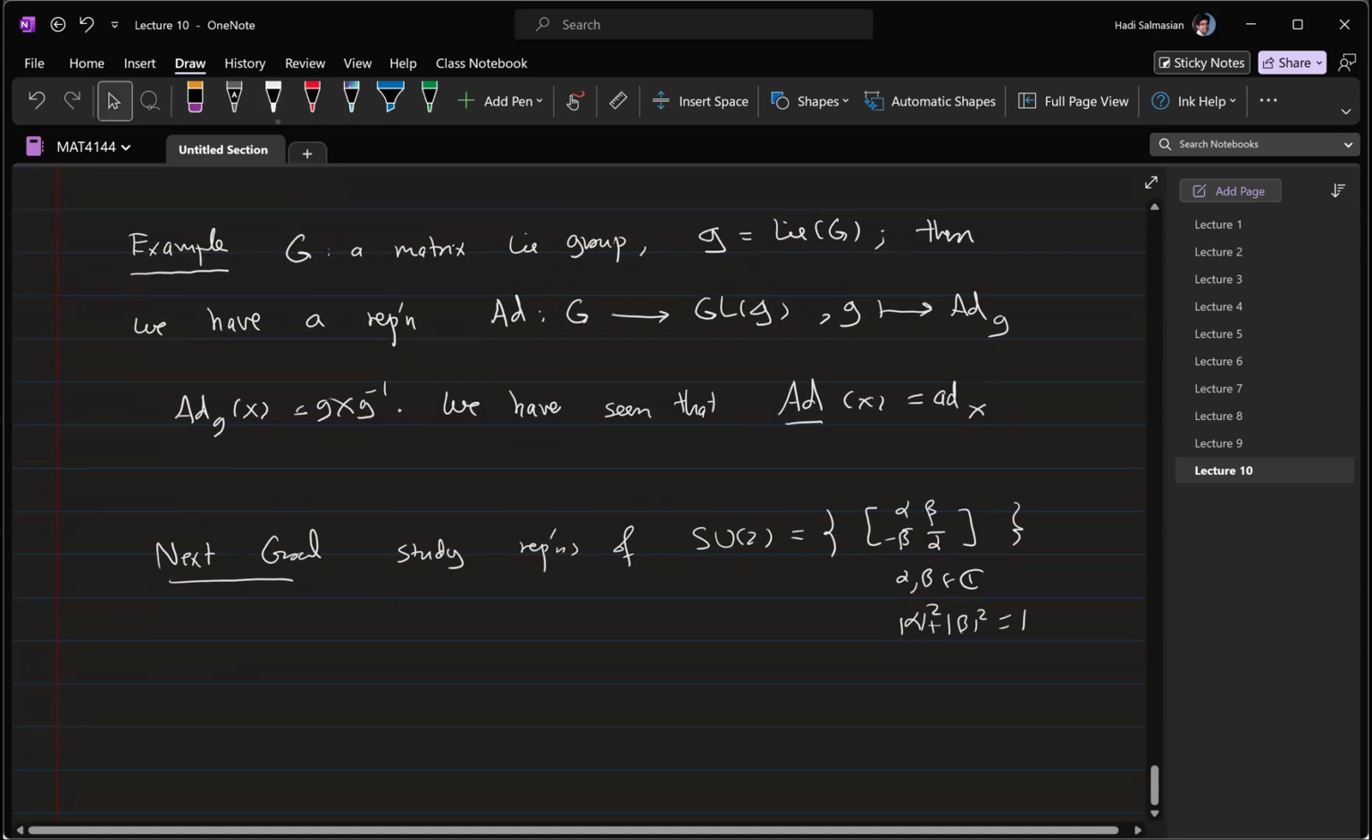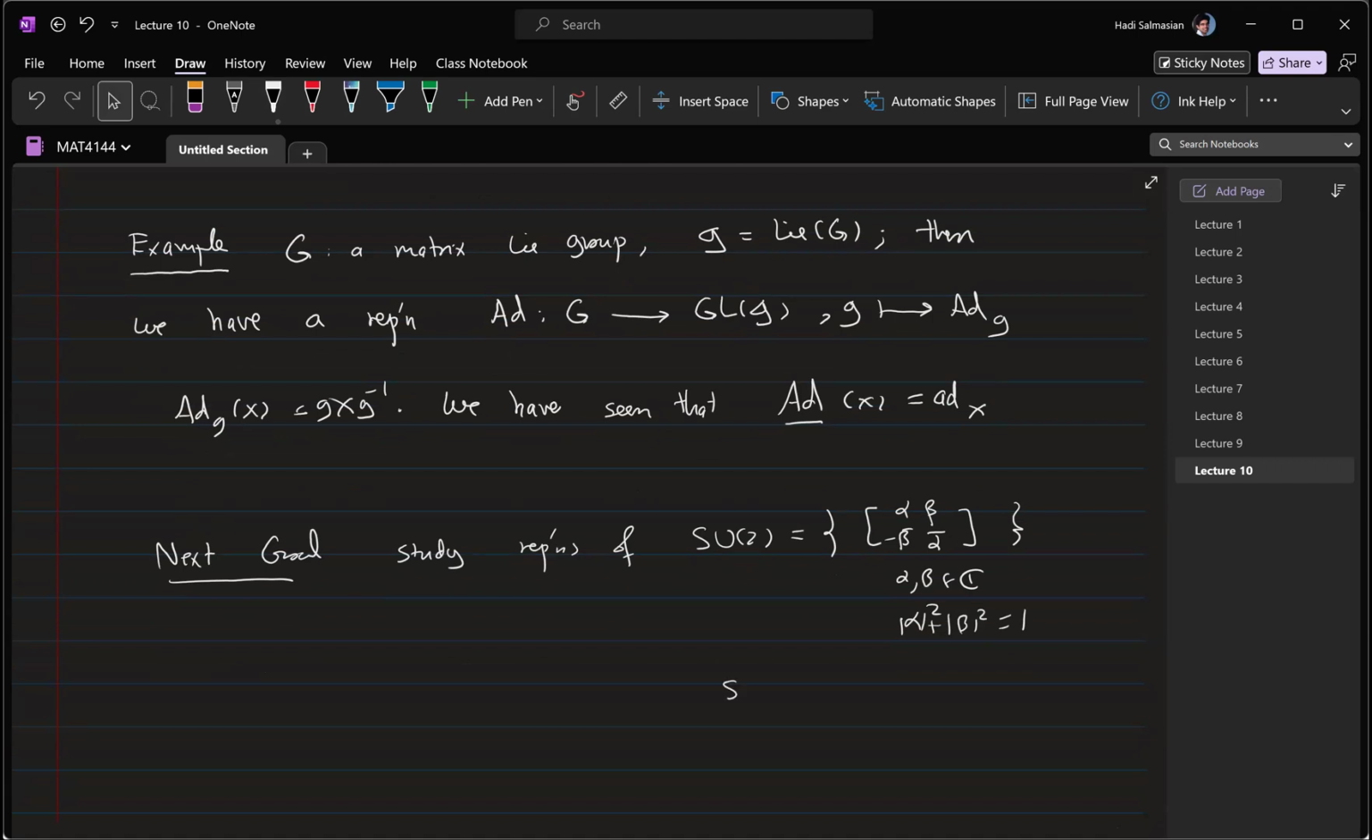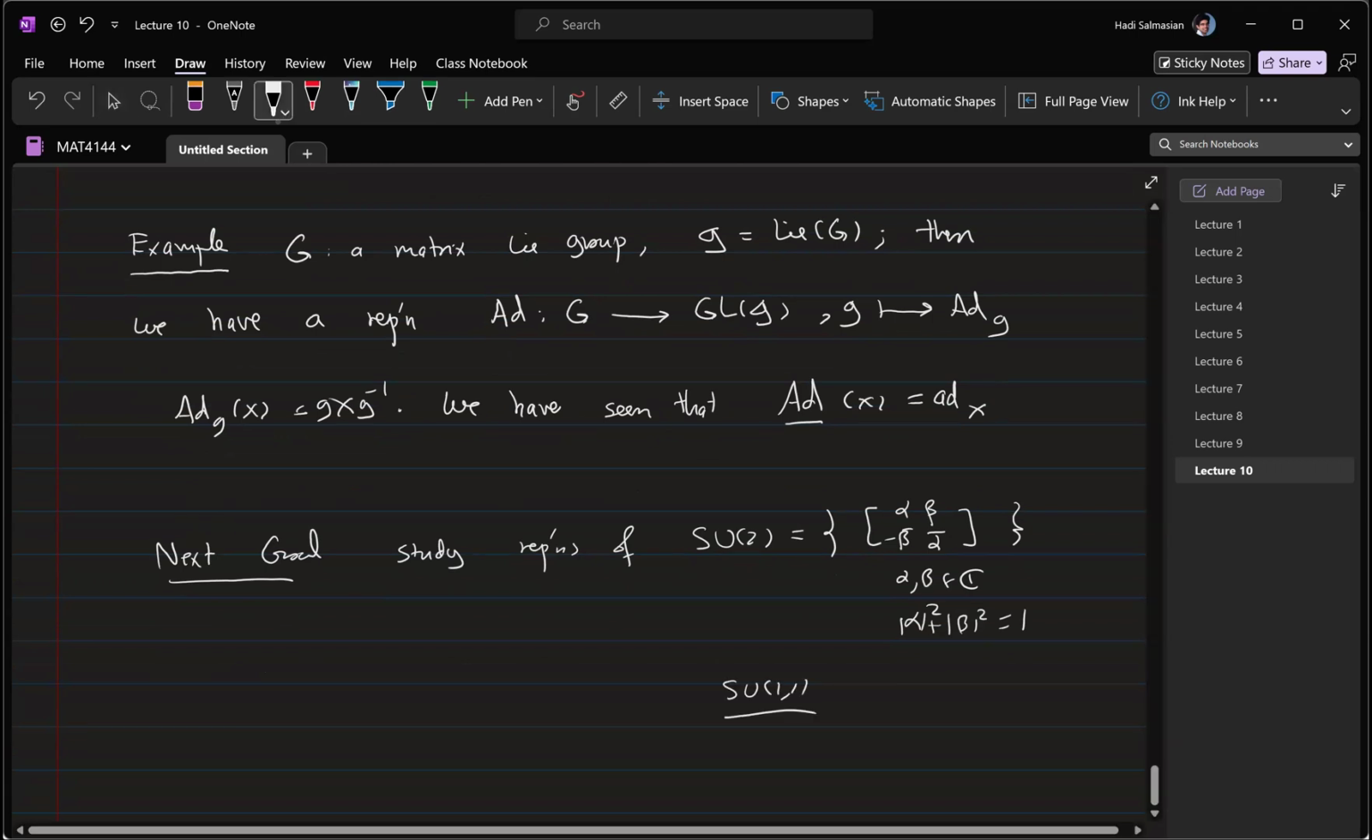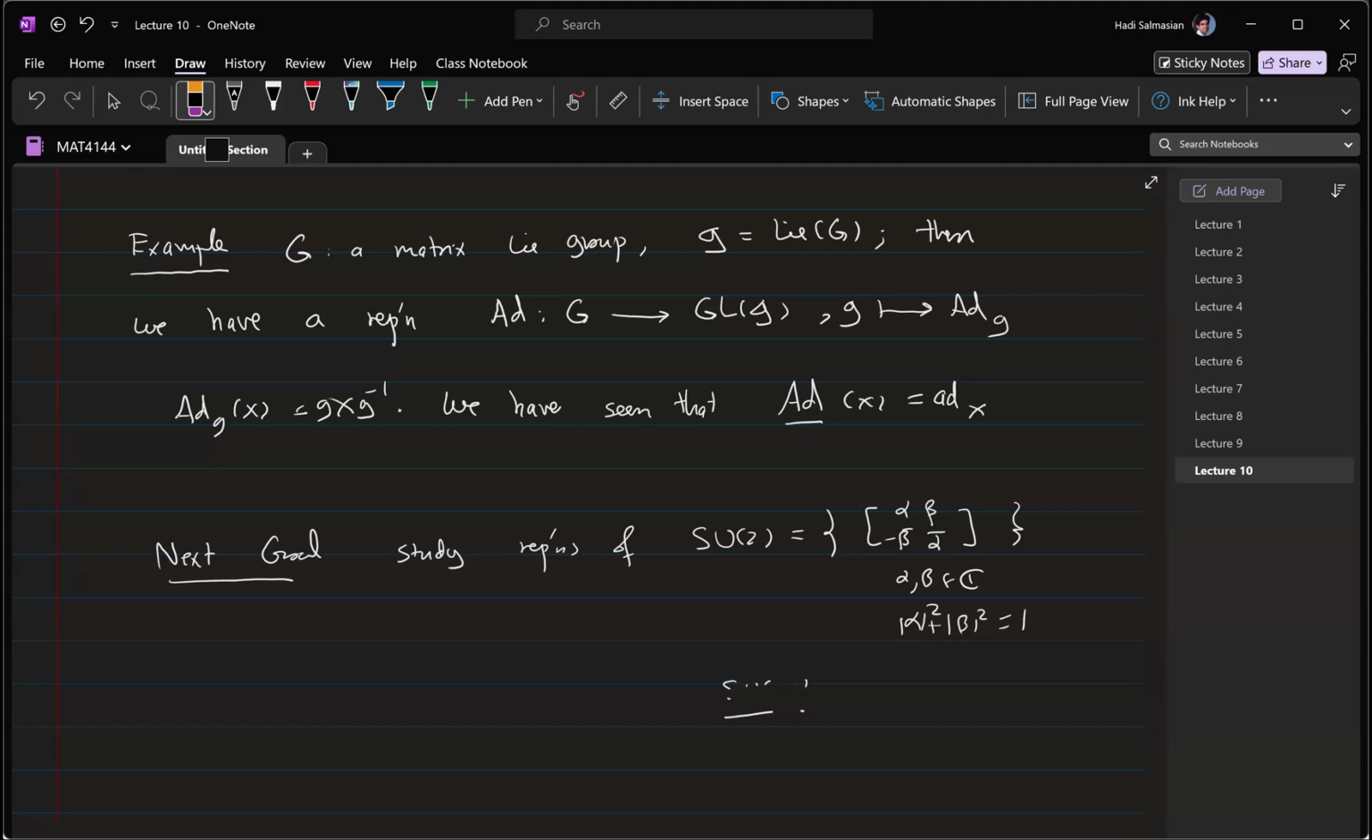So you did SU(1,1). This is not exactly what you did in the assignment, but you can compute this based on what you studied. Sorry, this is almost the assignment, not exactly. In the assignment, you really did SU(1,1), which is isomorphic to SL(2,R). This is now SU(2), but we have done this example before.